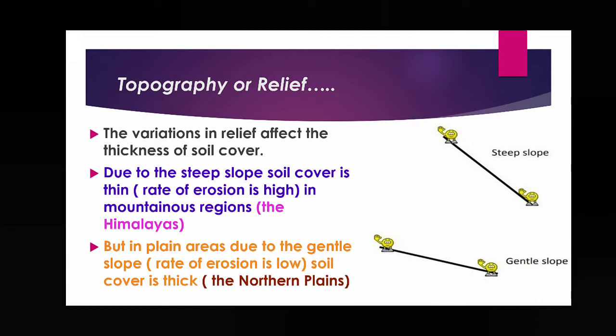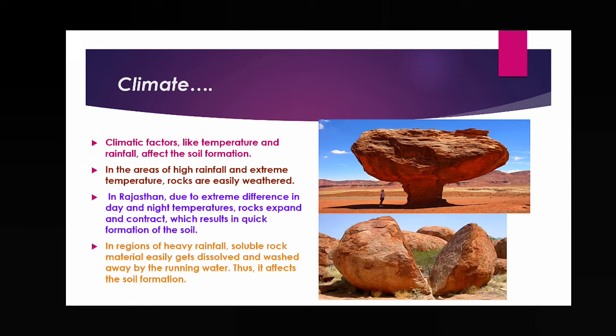But in gentle slope areas, what happened? The speed of the water is less, rate of erosion is less, that's why maximum things, soil nutrients and also good quality soil remain there, these are not washed away, that's why quality is good, and that's why crop cultivation is better. So this is the second factor. Next, the third factor, climate. So what is the impact of climate? In climate there are two things mainly important in the formation of soil, temperature and rainfall.